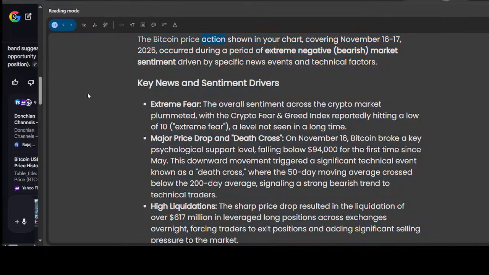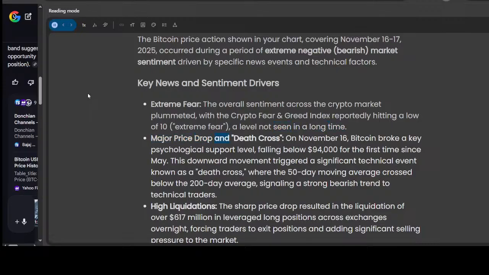The Bitcoin price action shown in your chart, covering November 16 to 17, 2025, occurred during a period of extreme negative bearish market sentiment driven by specific news events and technical factors. Key news and sentiment drivers. Extreme fear. The overall sentiment across the crypto market plummeted, with the Crypto Fear and Greed Index reportedly hitting a low of 10. Extreme fear, a level not seen in a long time.